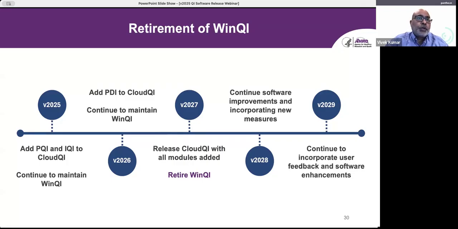Right now, we are supporting 2 tracks. WinQI, which is our legacy product that's been in place for over 20 years, and Cloud QI, which is our newer platform that we are bringing up to the same level. In version 2024, Cloud QI supported PSI, MHI, and PQE. And in the new version, which is version 2025 this year, we have added PQI and IQI to the platform. At the same time, WinQI is still being maintained in version 2025.